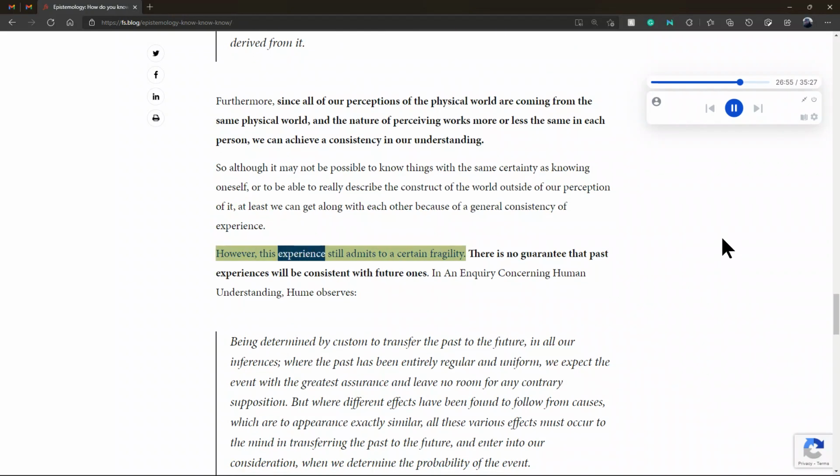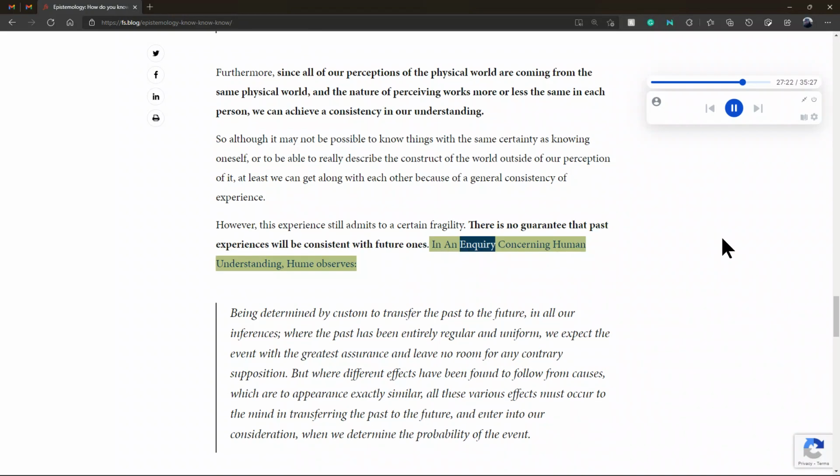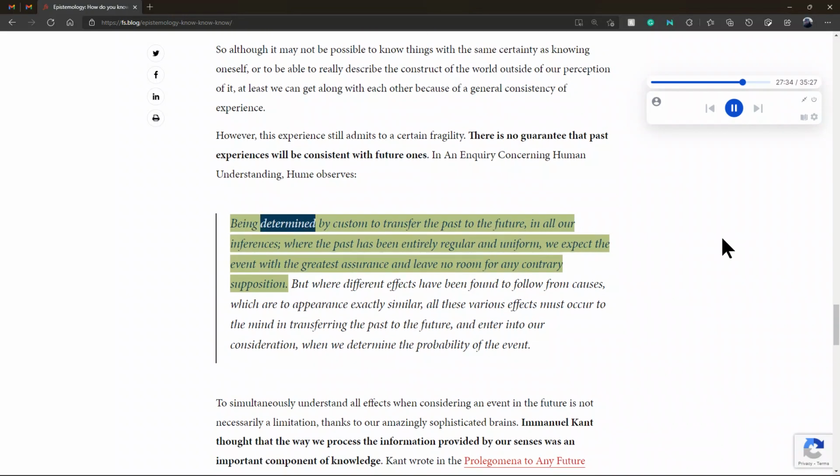However, this experience still admits to a certain fragility. There is no guarantee that past experiences will be consistent with future ones. In An Inquiry Concerning Human Understanding, Hume observes, "Being determined by custom to transfer the past to the future, in all our inferences, where the past has been entirely regular and uniform, we expect the event with the greatest assurance and leave no room for any contrary supposition.